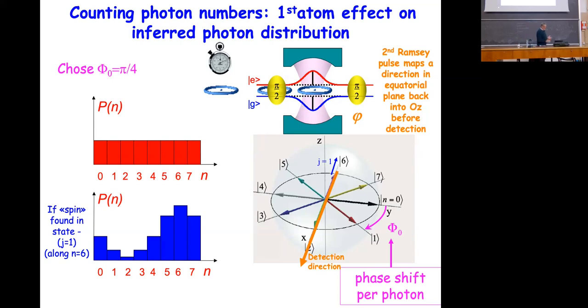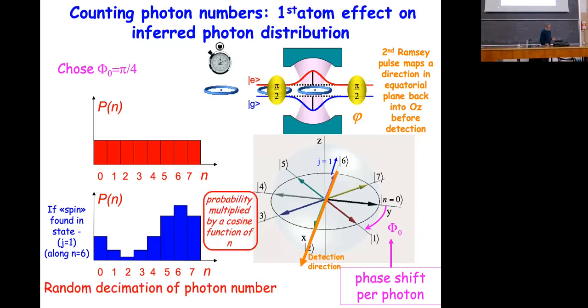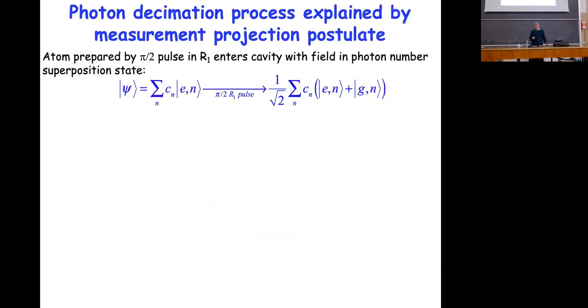So you see that. And what I want to say now is that this is a direct illustration of the projection postulate. Here, I just tried to make you understand qualitatively that you have multiplied your initial distribution by this function. But in fact, I can show it exactly by using the fundamental laws of a quantum measurement. What are we doing here? We start with a quantum state, which is the atom in the field in a superposition of n state and the atom in state E.